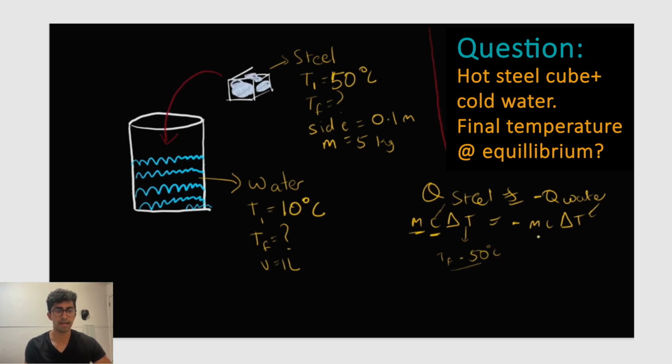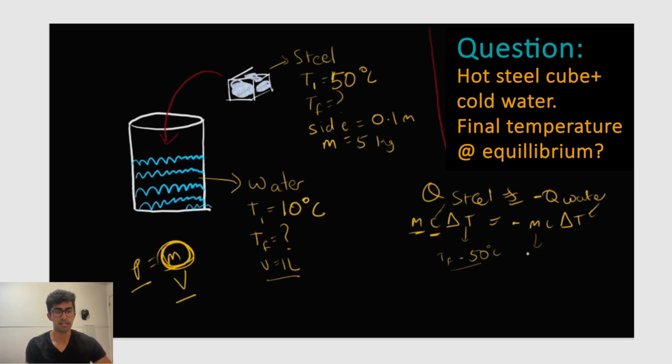For water, mass of water. Now, how do we solve for this? Well, we have this formula. We know what volume is. We know what the density of water is, obviously. And using this formula, density equals mass over volume, we can solve for mass. Because we already know what the density of water is, and we already know what the volume of our water is here. Solve for our mass.